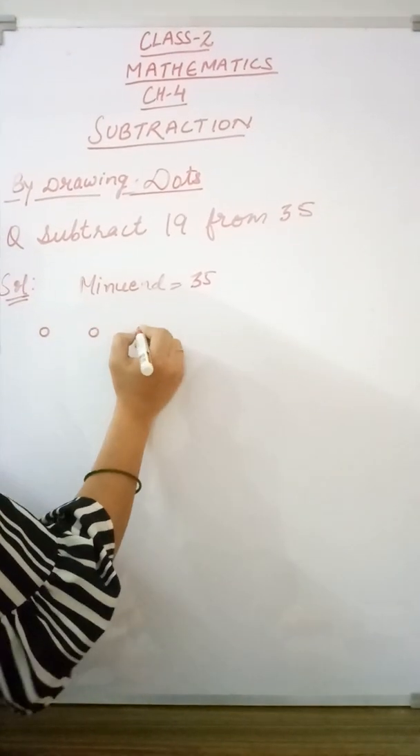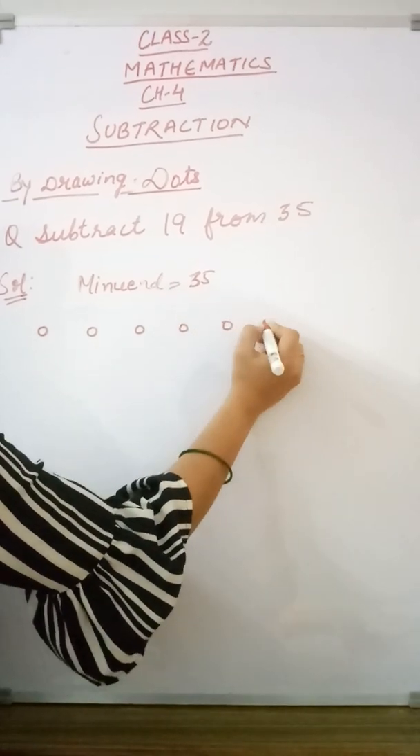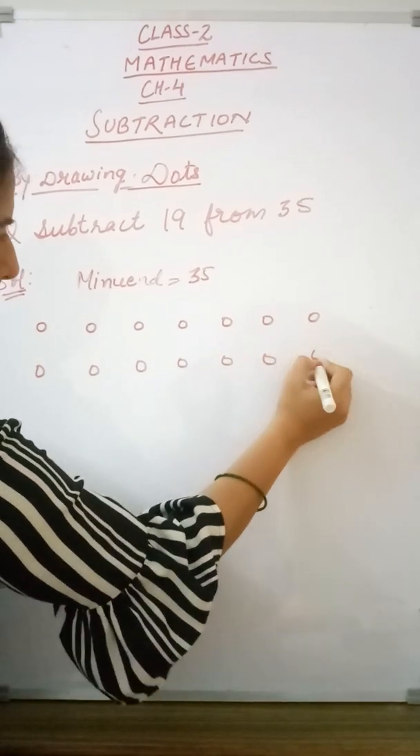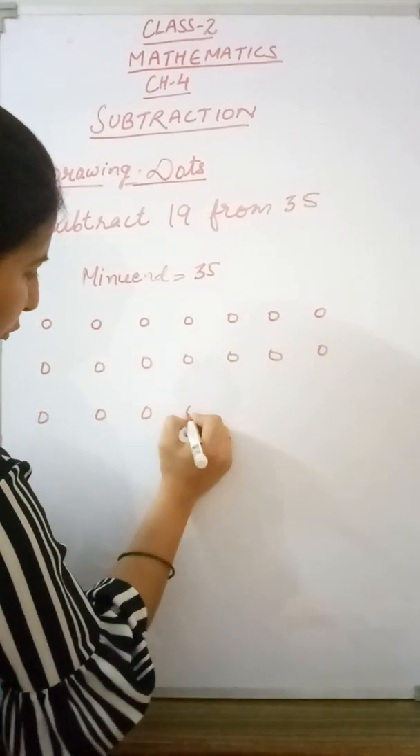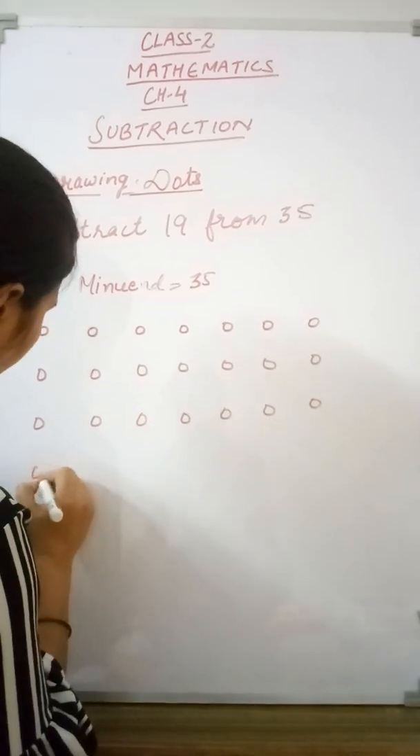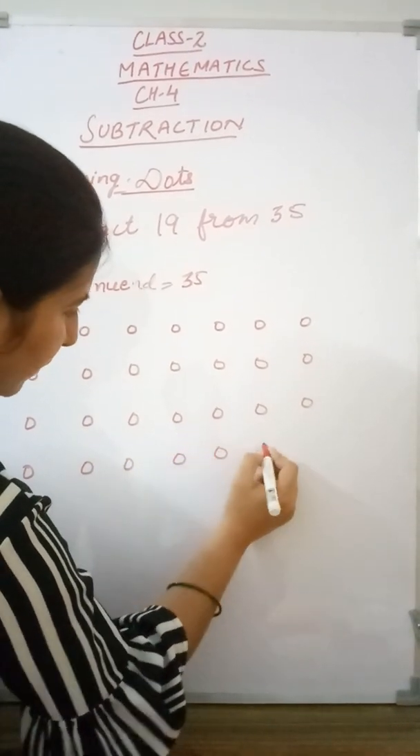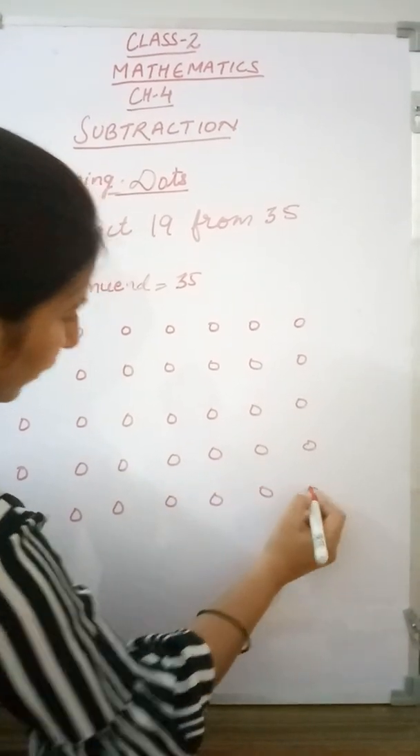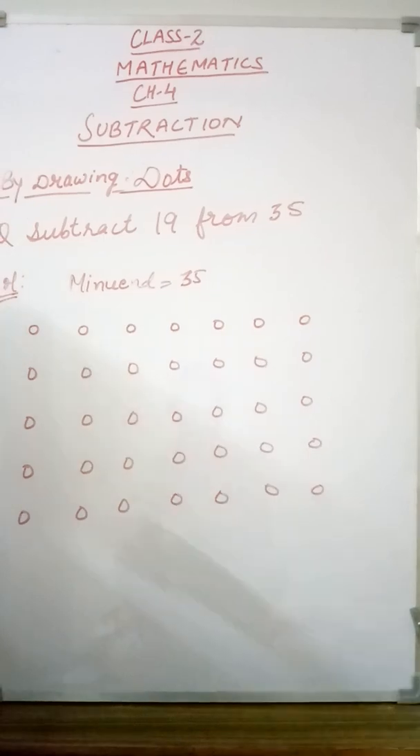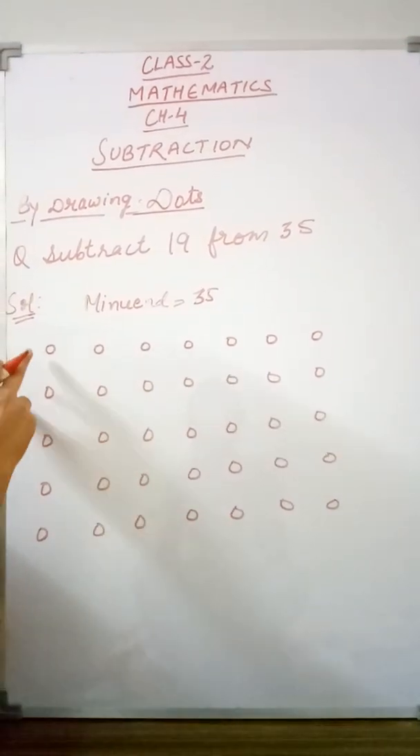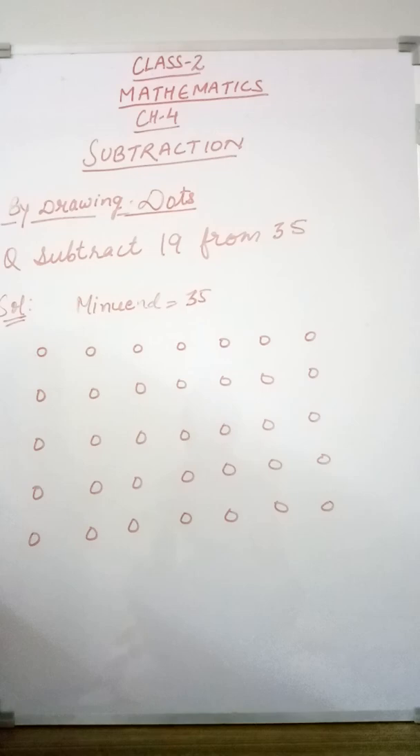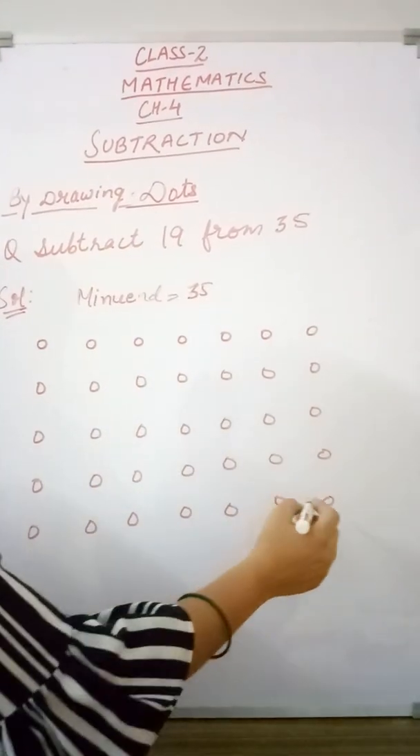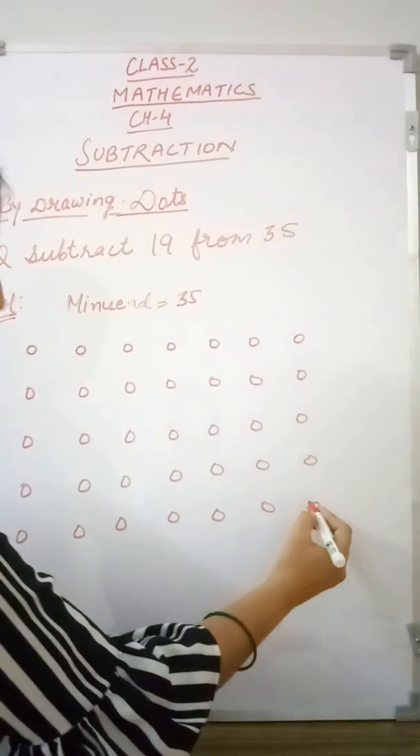I draw the circles in rows of 7: 1, 2, 3, 4, 5, 6, 7, and repeat this five times. By drawing dots, but a dot is like a small circle, right? The total number of circles, total dots, is 35. Now what is the subtrahend here? 19. Start cutting either from the top or from the bottom, making a cross.